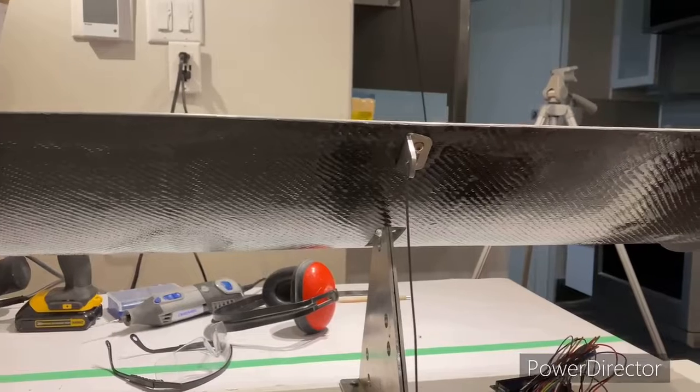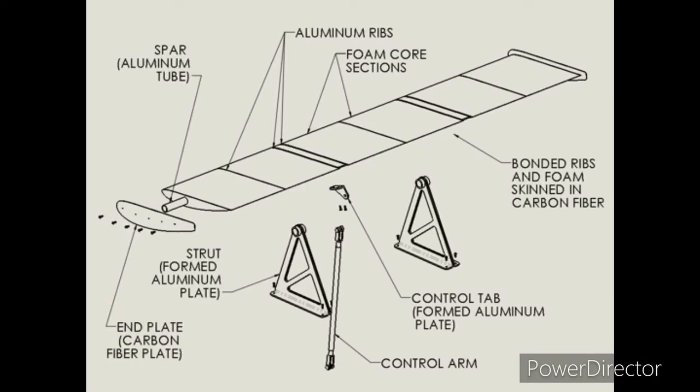When certain preset speeds are reached, the servo motor is activated, rotating the wing in small increments for each speed. In this project, of course, I also had to design and build the actual wing.